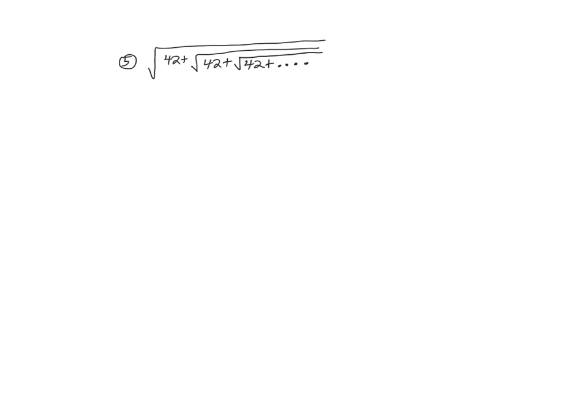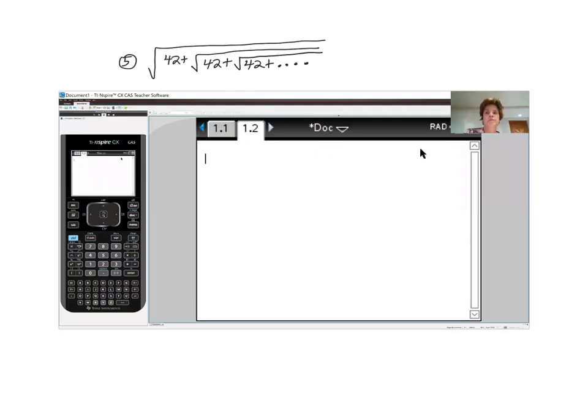Okay, this is a very nice problem, and we are all able to do this. First, let's take a look at the calculator. So to investigate this nested radical that goes on infinitely, let's use our calculator. So I'm going to type in the square root of 42, start with that, and we'll get the decimal approximation for it. And here we go.